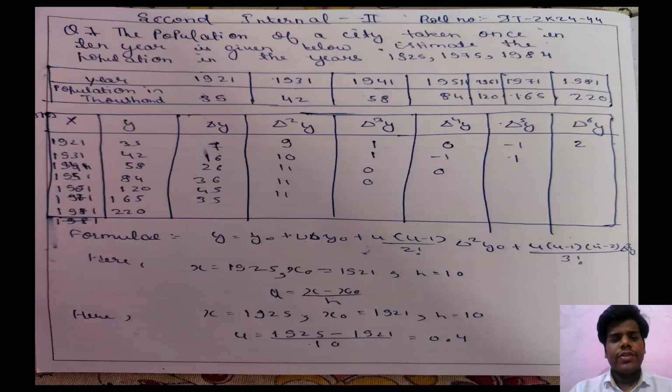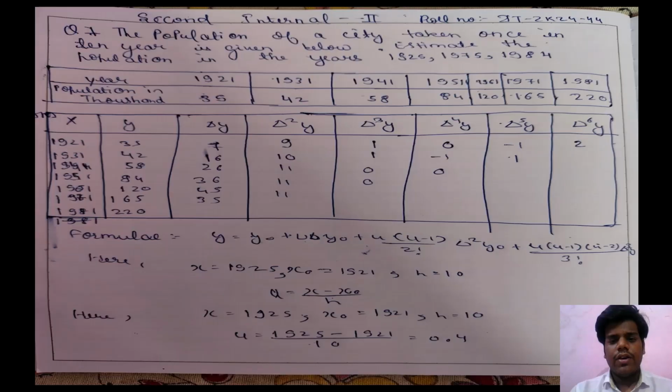Now delta Y: 7. We get 42 minus 35 is equal to 7, and 58 minus 42 is equal to 16, and 84 minus 58 is equal to 26, and 120 minus 84 is equal to 36, and 165 minus 120 is equal to 45, and 220 minus 165 is equal to 55. Now delta square y we get 9, 10, 11, 11, 11 by subtracting each other in delta y.